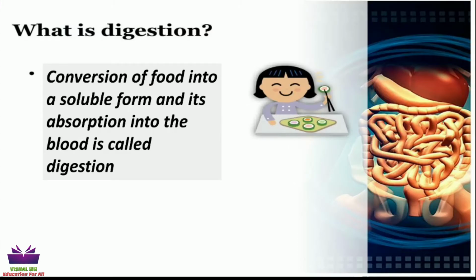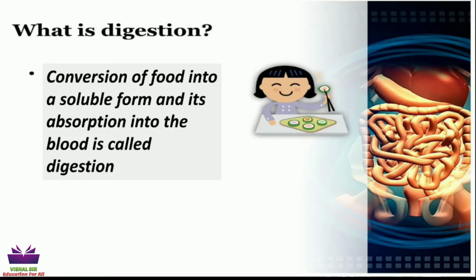Before we move on to the organs of the digestive system, let us first understand what is digestion. The conversion of food into a soluble form and its absorption into the blood is called digestion. Now, why has the food to be in soluble form?